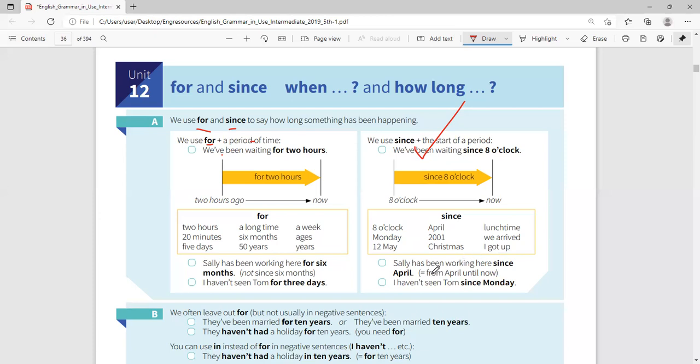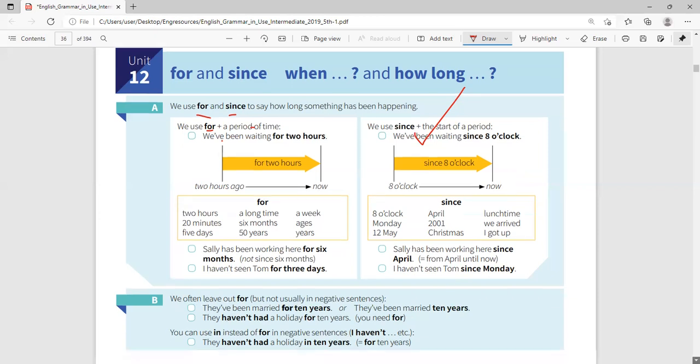Example, Sally has been working here since April. So April was the first time. Of course, since up to now. I haven't seen Tom since Monday. So since Monday was the first time. Yeah, you are counting from that time. So I hope you're okay with part A. Let's now look at part B.